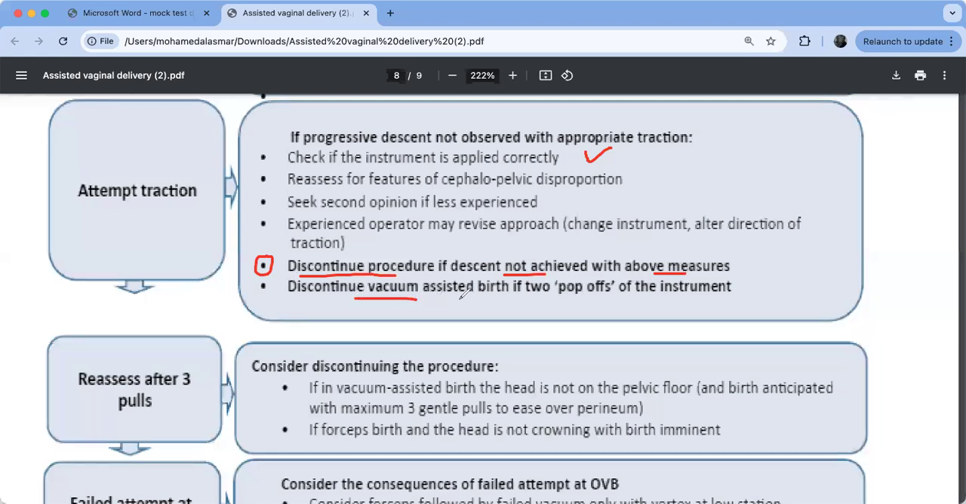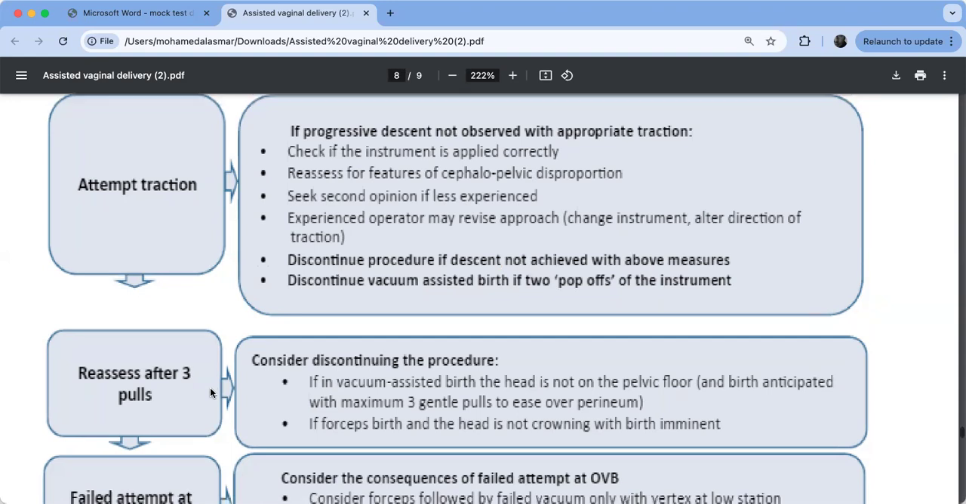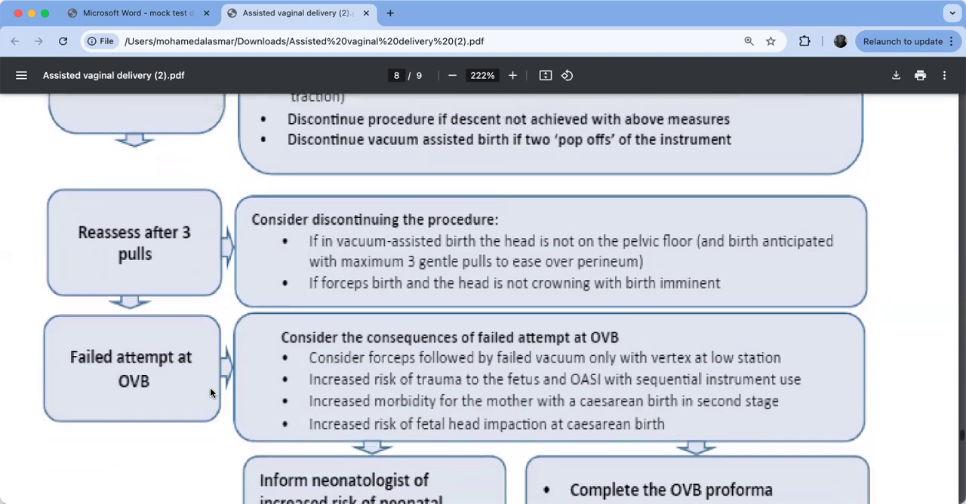Discontinue vacuum-assisted birth if two pop-offs of the instrument. So, dear friends, it's very clear and it's written in bold letters in the guideline, in the decision-making algorithm. When to discontinue the vacuum birth? When you have two pop-offs. I have in the question that there were two pop-offs of the instrument.